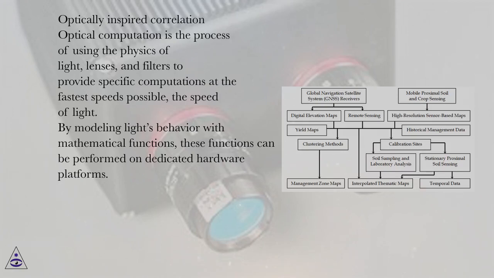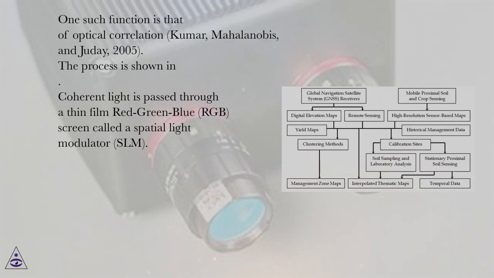Optically inspired correlation. Optical computation is the process of using the physics of light, lenses, and filters to provide specific computations at the fastest speeds possible, the speed of light. By modeling light's behavior with mathematical functions, these functions can be performed on dedicated hardware platforms. One such function is that of optical correlation (Kumar, Mahalanobis, and Juday, 2005).